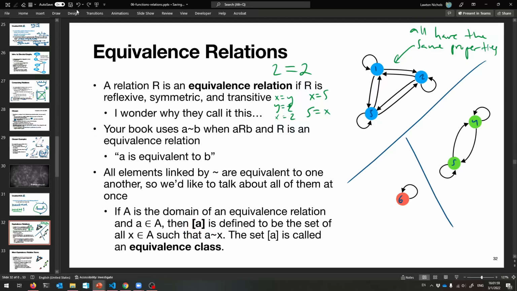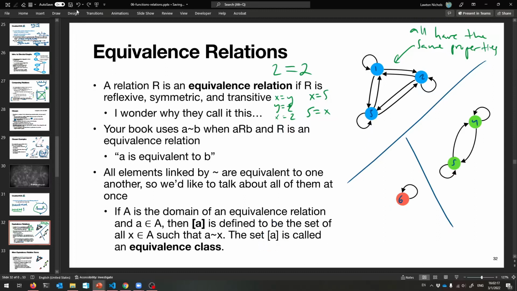And that is defined to be all the other elements, all the x's in A. It doesn't have to be other elements because it's reflexive. A is there too. All the elements in the domain such that A is equivalent to x, okay? A is related to x under that relation. And so this set, it's all the things that are equivalent to A. It's called an equivalence class.